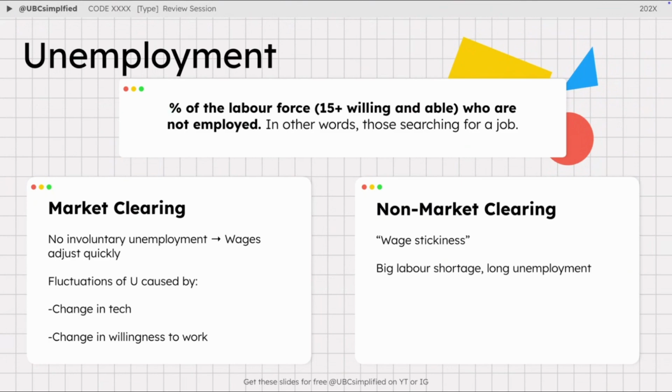And one thing to keep in mind with unemployment is that it doesn't account for underworked people. They could be employed but only working 5 hours a week, so they're not actually making that much money. And also, it doesn't include discouraged workers. It's only people searching for a job. So if people have given up searching, they're not included in the unemployment rate. So it's not super accurate.